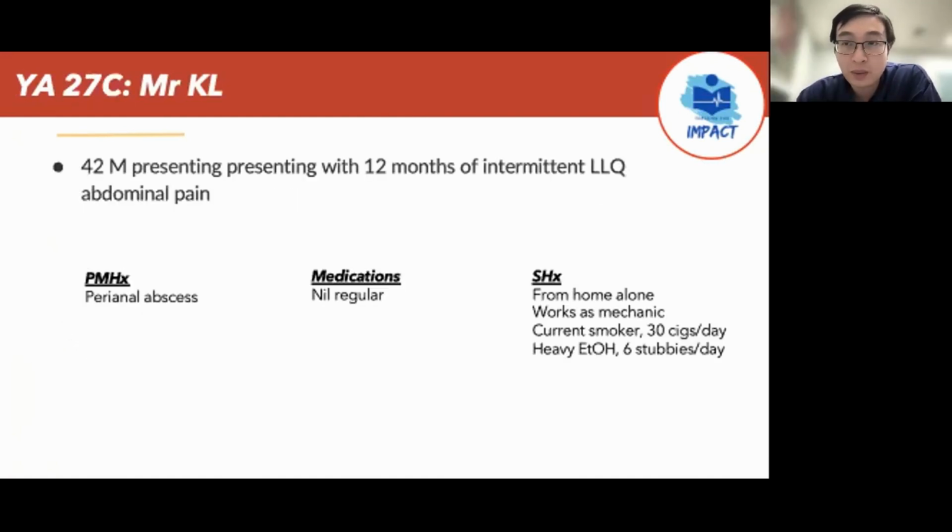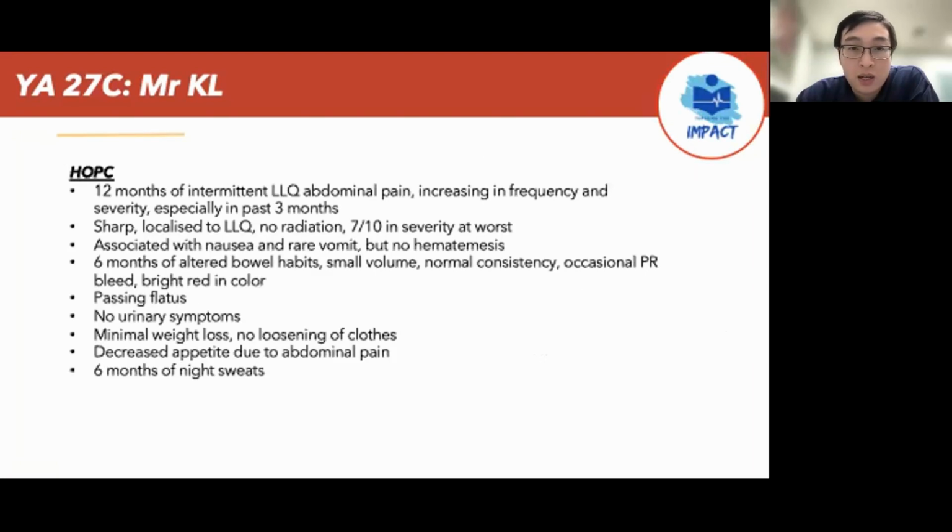Awesome. Okay, so last case, a bit of a switch. A lot of gen surg is about the abdomen, and this is about the abdomen, but a bit lower down. So the third patient that we see is Mr. KL, a 42-year-old male presenting with 12 months of intermittent left lower quadrant abdominal pain. Past history, none of significance really, has had a perianal abscess drained in the past, neither here nor there, on no regular medications. Lives at home alone, is a current smoker, quite a heavy smoker and heavy alcohol user. Here's some more information about the HOPC.